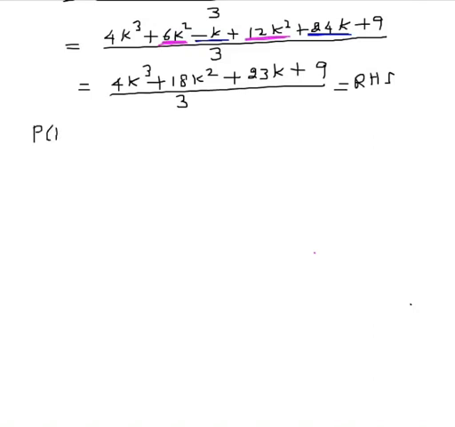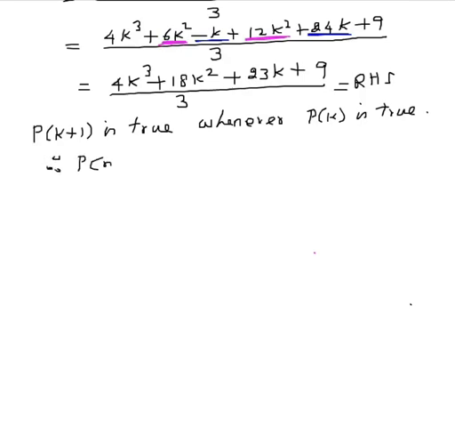Therefore, P of k plus 1 is true whenever P of k is true, because we have used the P of k result to prove the P of k plus 1 result. That's why we write whenever P of k is true. Therefore, we conclude that the given statement P of n is true for all n belonging to the set of natural numbers N.